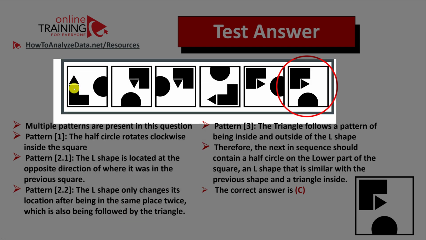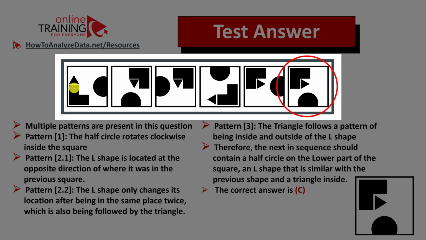As you can see, the L shape in the first square is located in the bottom left corner. And then in the next two shapes, it's located in the upper right, and then in the upper right again. Then it changes the position and goes into the bottom right. And then in the next two positions, according to the pattern, would be upper left and then upper left again.